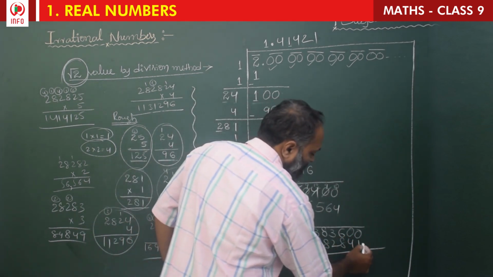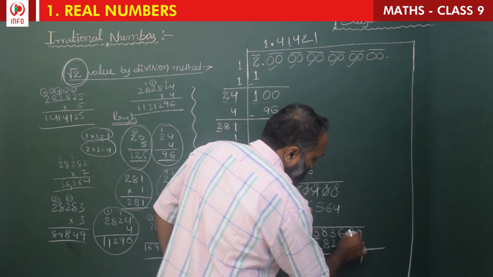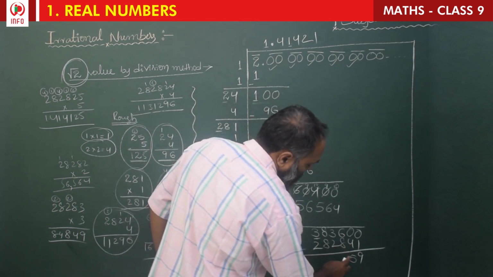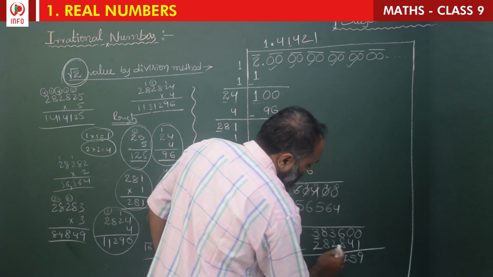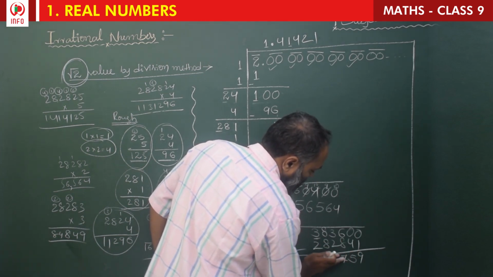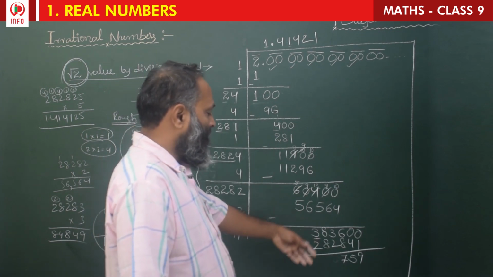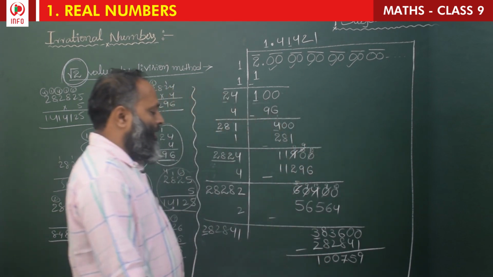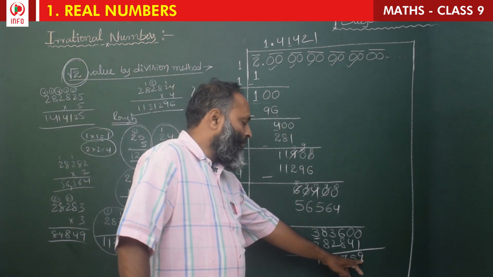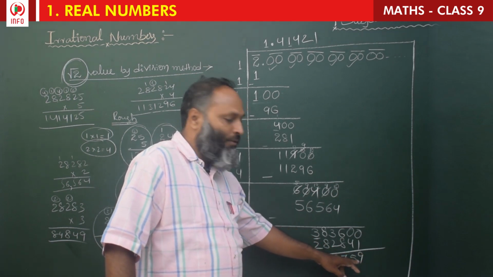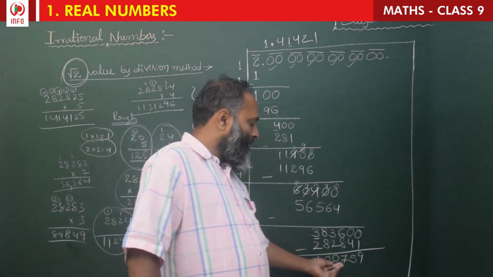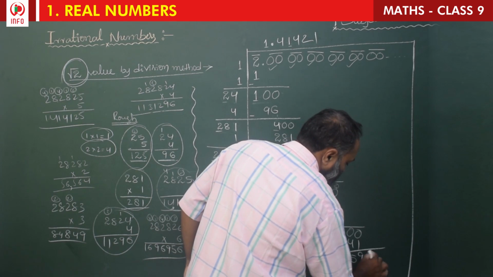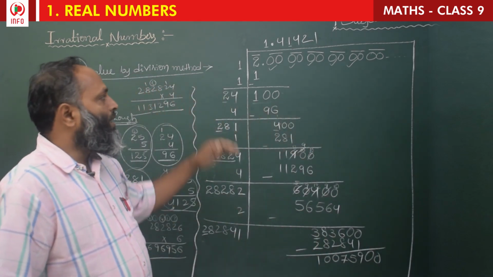Then minus. Here you will get 10, 10 minus 1 is 9, 9 minus 4 is 5, 15 minus 8 is 7. Here 2 minus 2 is 0, no need to take. After that, 2 minus 2 is 0, 8 minus 8 is 0, 3 minus 2 is 1. You will get 1.07, 1.07 and so on. If you take 2 more zeros, it will continue again, so it will continue infinite times.